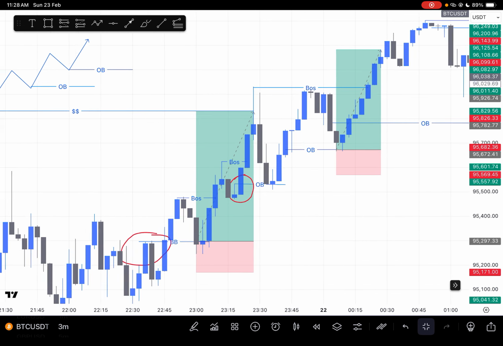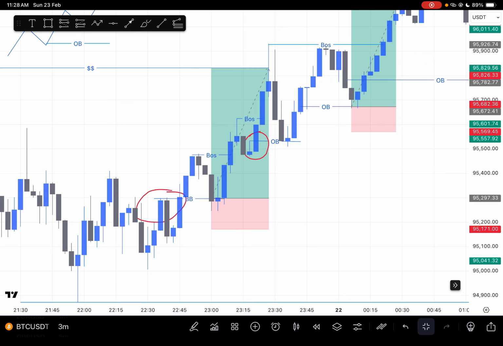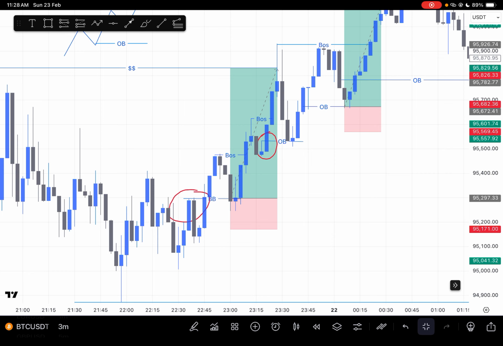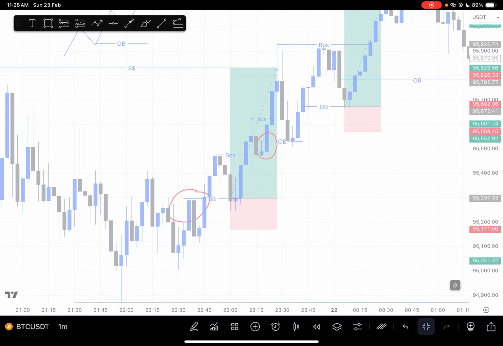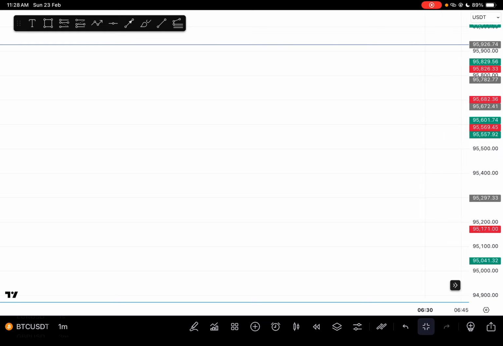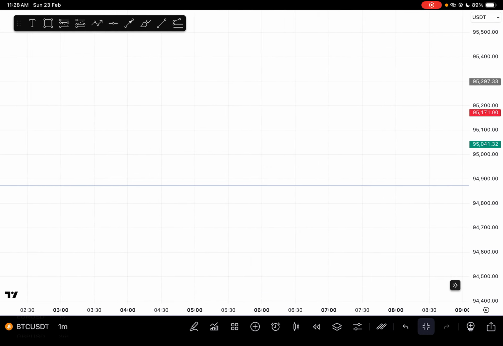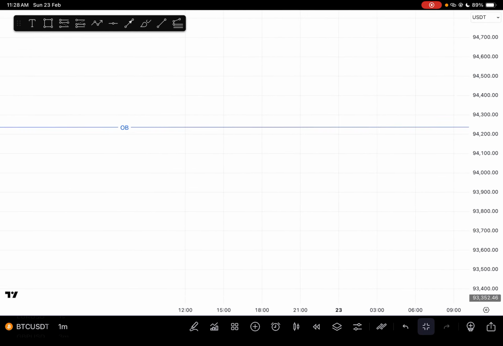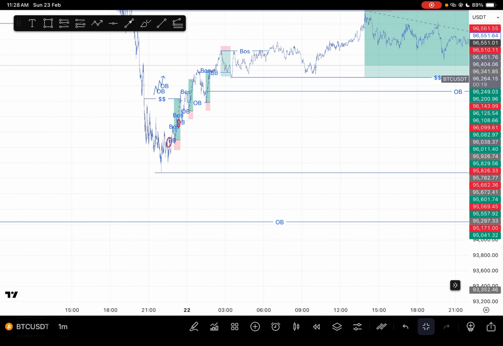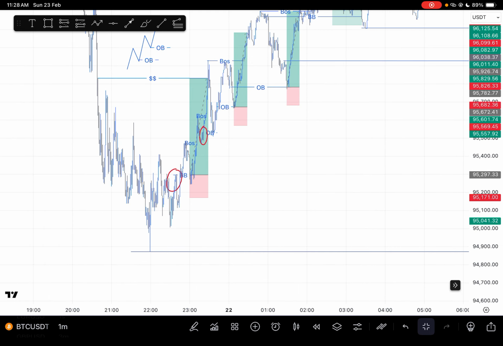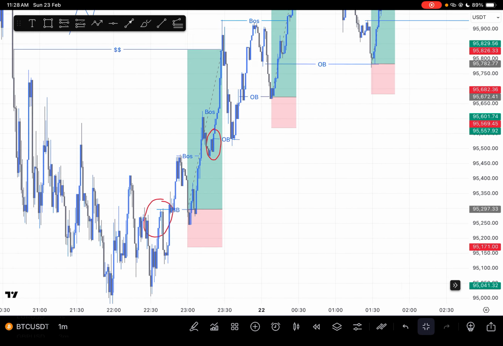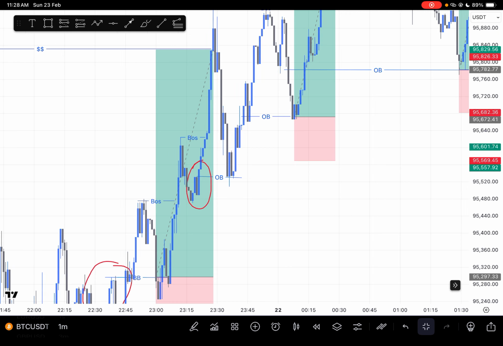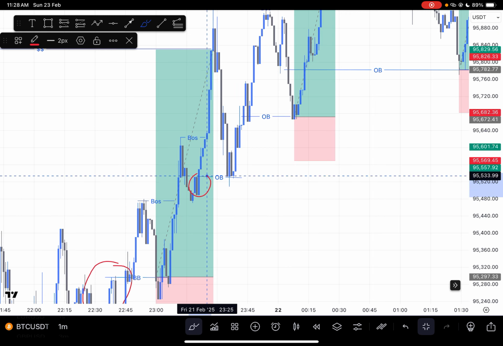So from here now, if you look on this 3-minute time frame, you won't be able to see the order block very clearly. So what you have to do, you have to go down to a lower time frame, so you can push to the 1-minute time frame. So go to the lower time frame now. If you observe here now, you can see the order block very clearly there. This is the order block.